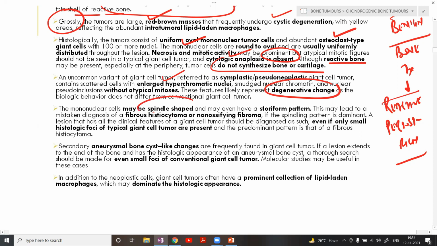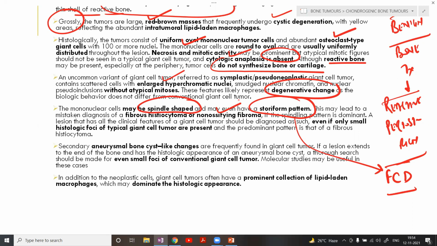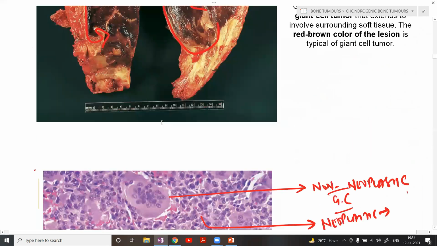Sometimes the cells might be spindle shaped, and they might have a storiform pattern. Usually a storiform pattern is seen in fibrous cortical defect, which we also call non-ossifying fibroma. Over there you might get a spindle cell storiform pattern. In non-ossifying fibroma or fibrous histiocytoma, this pattern is more classical, but in GCT you might sometimes have it. But remember one very important thing: even if a very small area typical of GCT is present, then we will go for a diagnosis of giant cell tumor only.